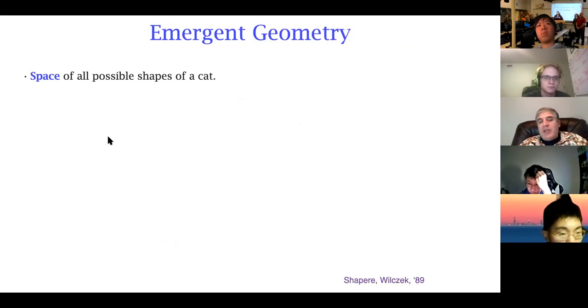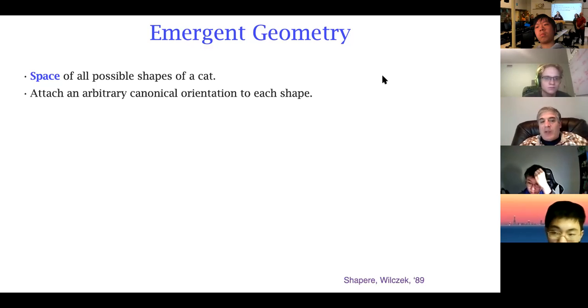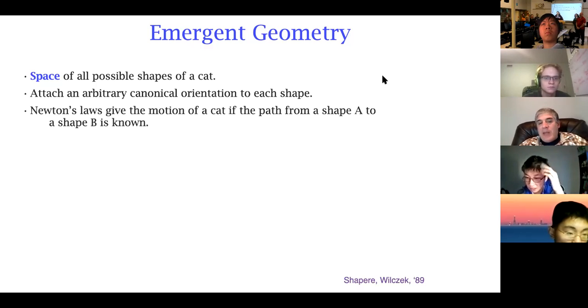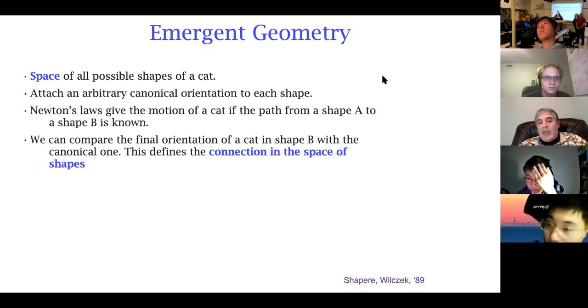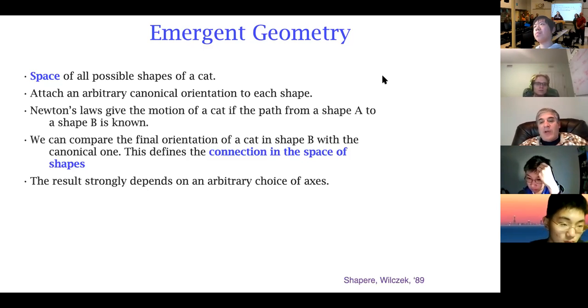Okay, so let me just summarize. There is a space of all possible shapes of a cat. This is my geometric space that I want to study. I attach an arbitrary orientation to each shape. Newton's laws give me the motion of a cat if the path from shape A to shape B is known. We can compare the final orientation of a cat in shape B with the canonical one, and that defines the connection in the space of shapes, some angle corresponding to each path.